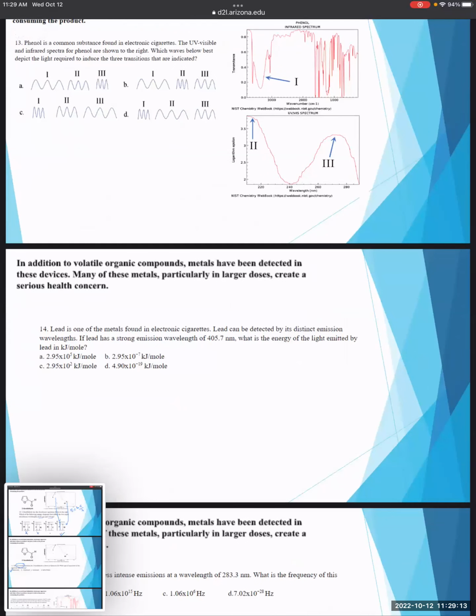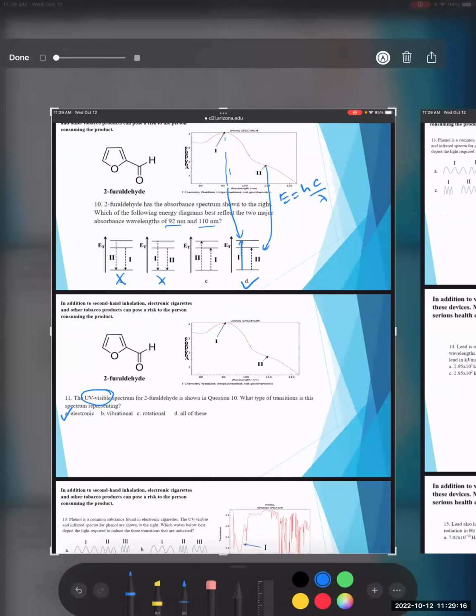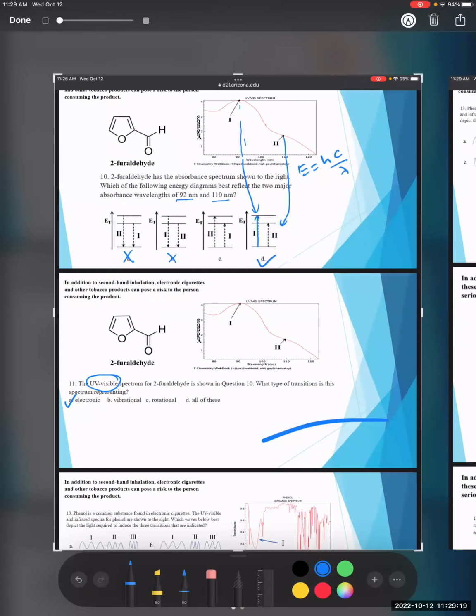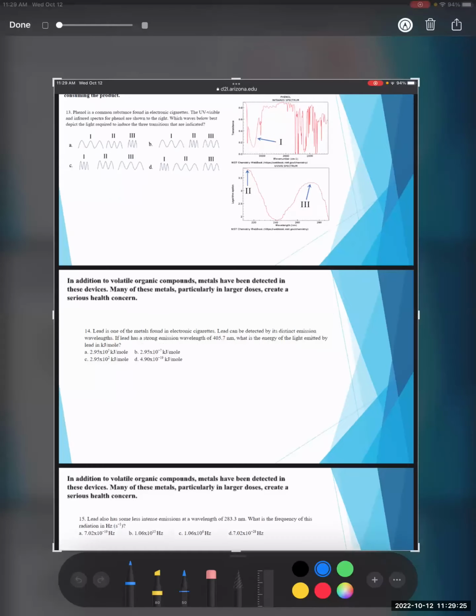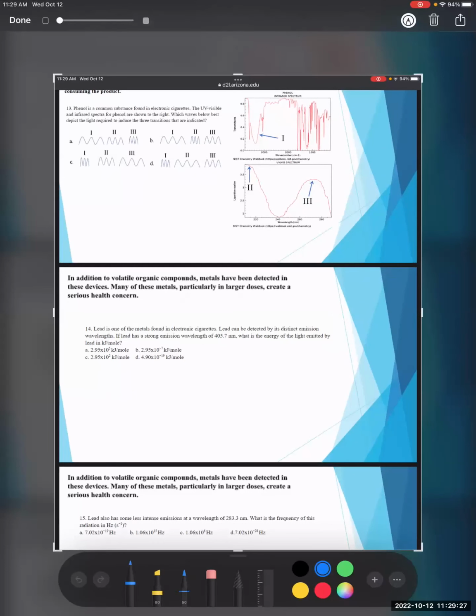Question 15. Phenol is a common substance found in electronic cigarettes. The UV visible and infrared spectra are shown to the right. This is infrared, and this is UV vis. How do we know? Yes, from the names, UV vis, infrared. Which waves below best depict the light required to induce the 3 transitions shown?